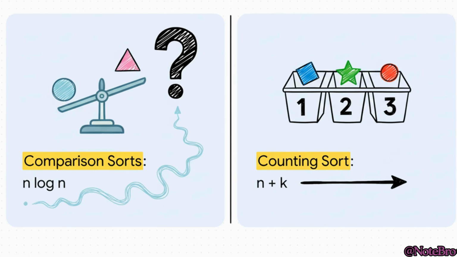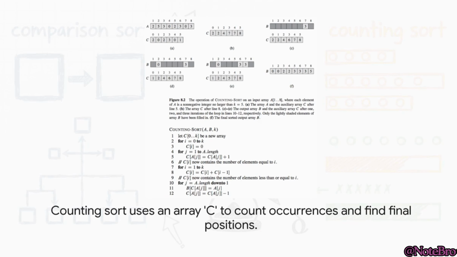Counting sort, on the other hand, asks an absolute question. How many 3s are in this list? How many 5s? Now, this only works for integers in a specific range, but look at that speed, n plus k, which can be way, way faster. Let's trace how this thing actually works.